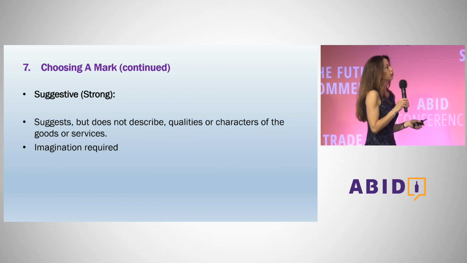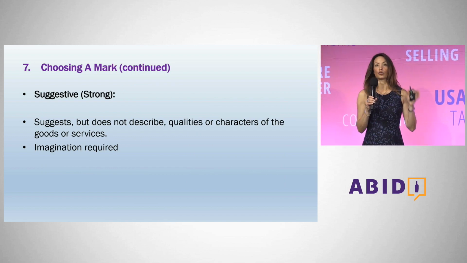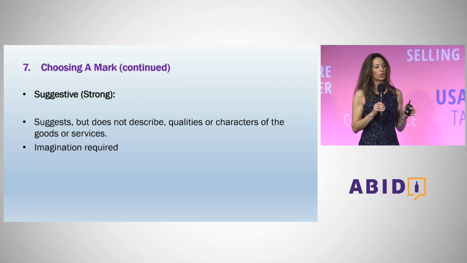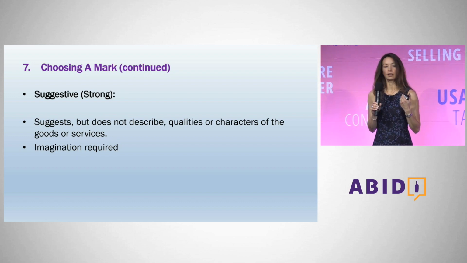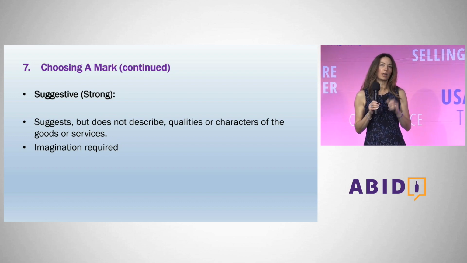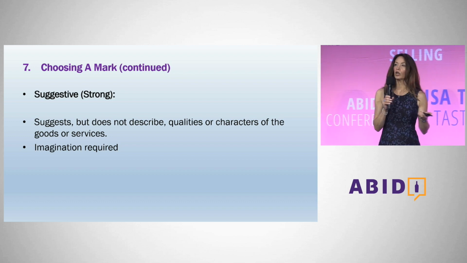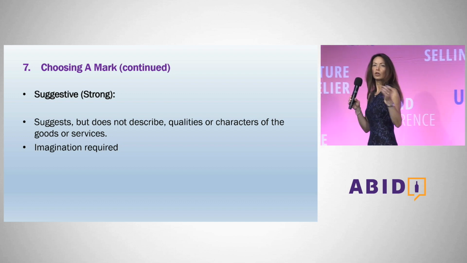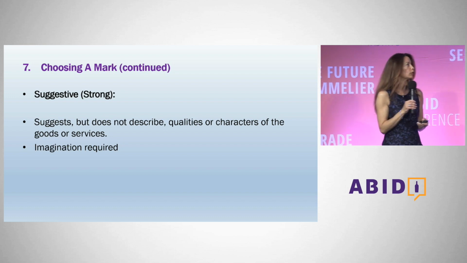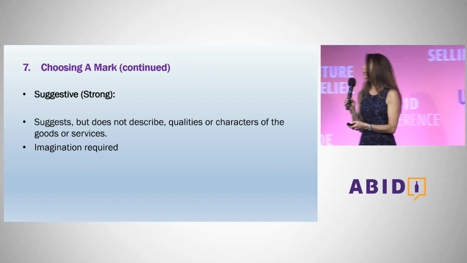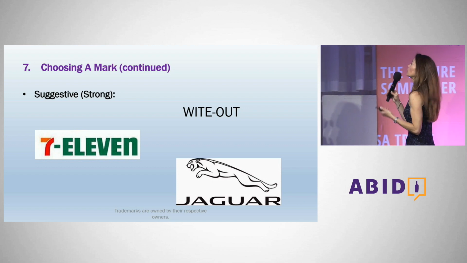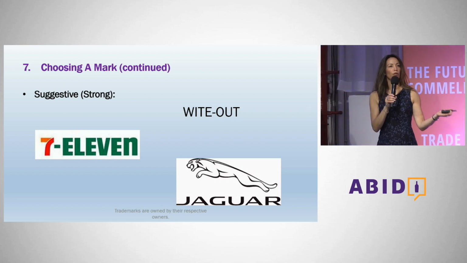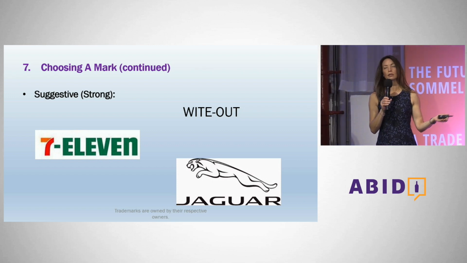Now, suggestive marks are the last of the strong mark category. So they actually suggest, but they don't describe what the product or the service is. What it does is it requires a consumer to actually think about it a little bit, and they'll be like, oh, okay, yeah, I get it. Not that you have to sit there and really mull over what it is, but here are some examples. So 7-Eleven, I'm sure most people are familiar with the convenience store brand.